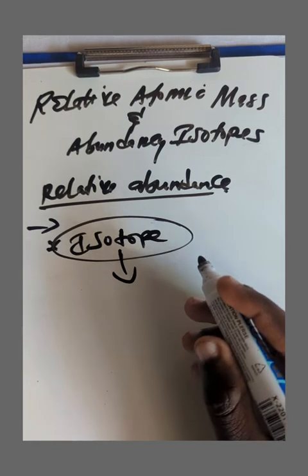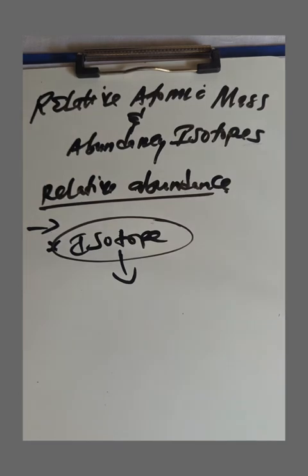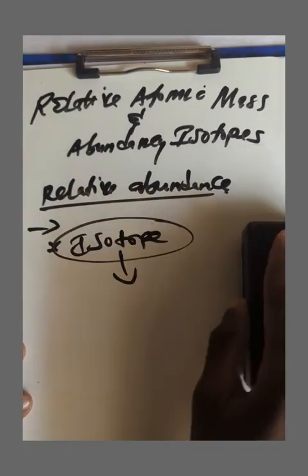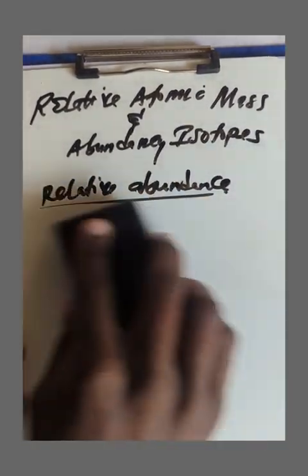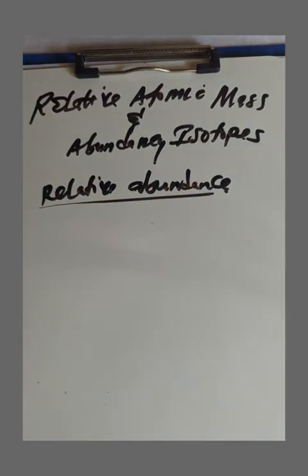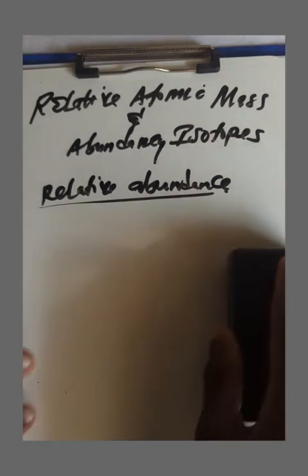That's the mass number. Alright, let me give you an example for you to understand better when you are talking about relative atomic mass and abundances. These examples are the questions that they can actually ask you. Alright, so let's have an example.